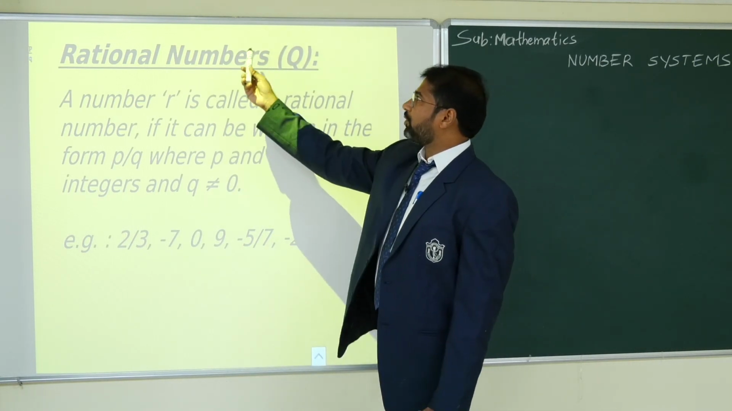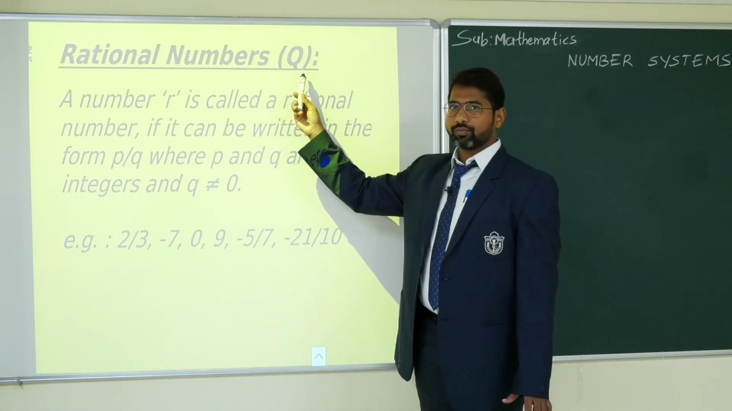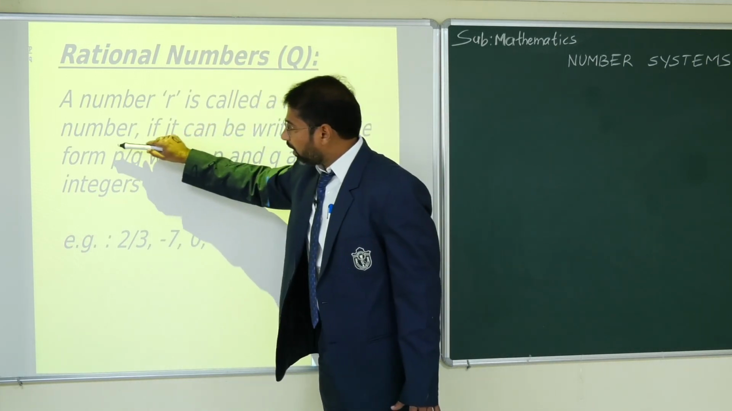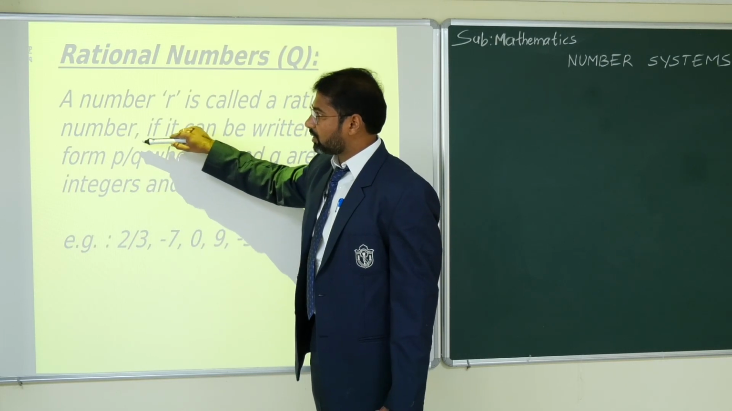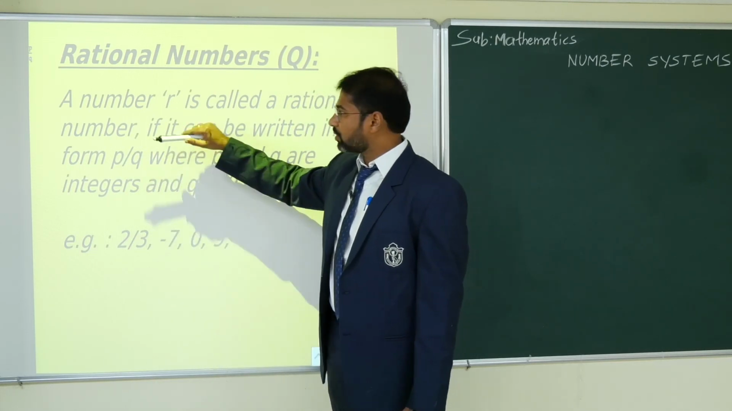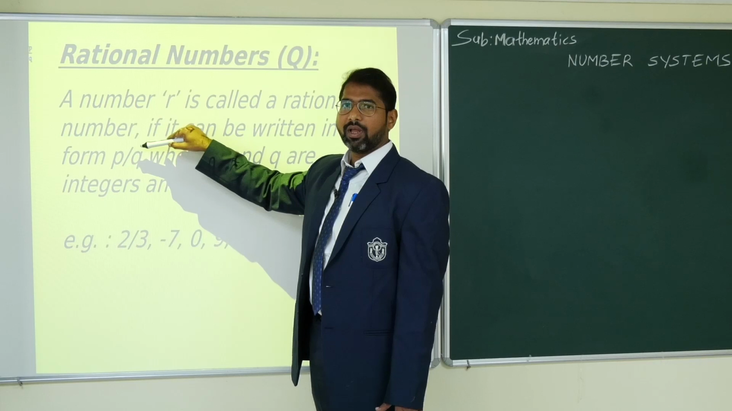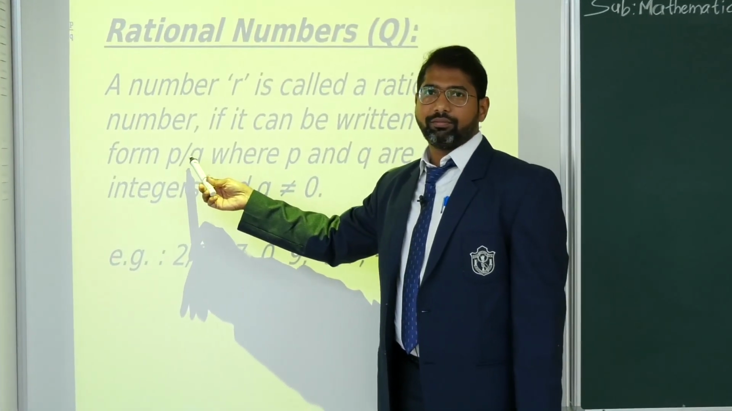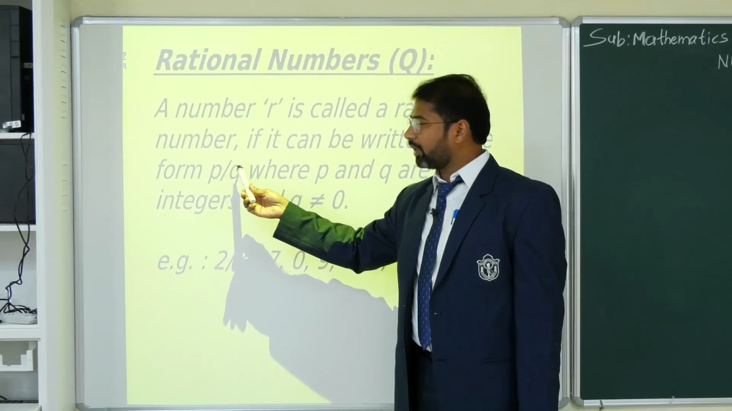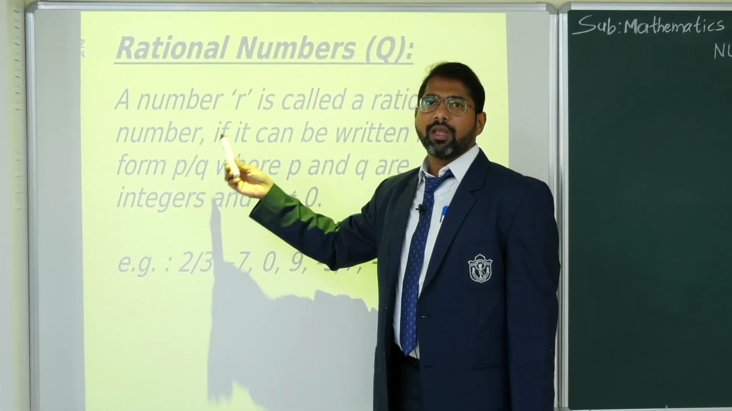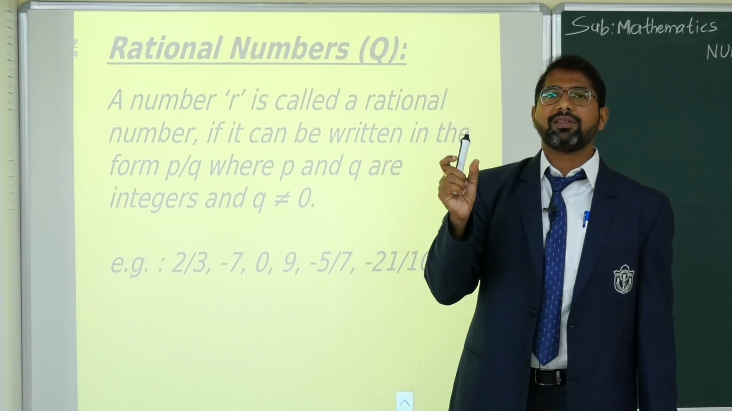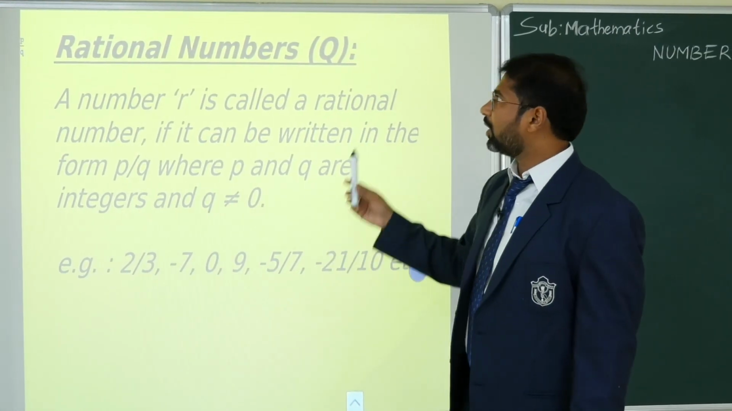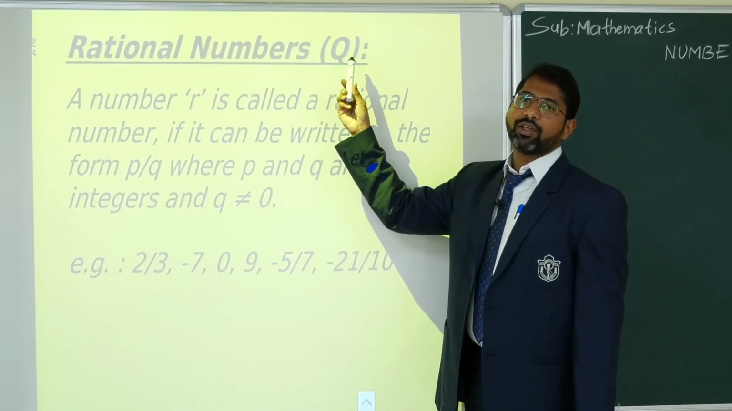Rational numbers are denoted by the capital letter Q because the P by Q form is also called a ratio, or a fraction form, and this is also called the quotient form. When you divide P by Q in the division process, the answer is called the quotient. So that's why we are using the letter Q.